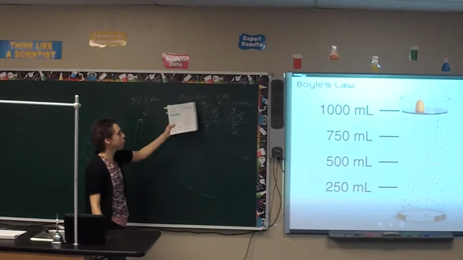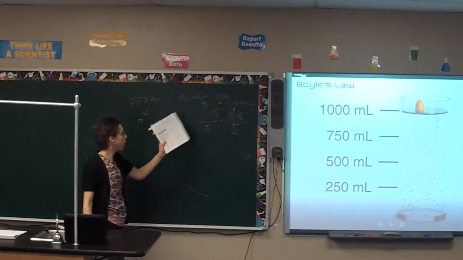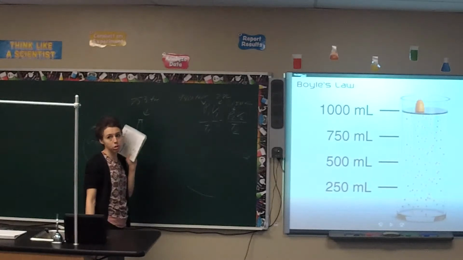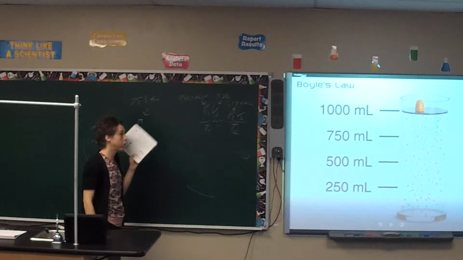Now, you might wonder, well, if it's torrs, do I have to convert? No, as long as both sides are the same units, it doesn't matter. It could be torrs, could be atms, could be millimeters of mercury. It doesn't matter. As long as they're the same on both sides, you don't have to convert.